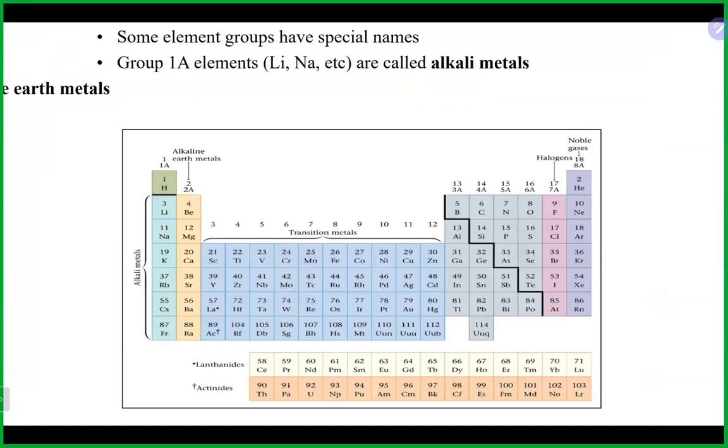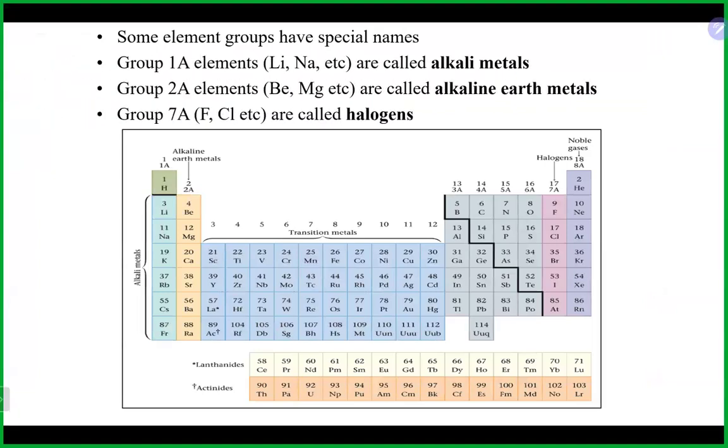A couple other important things about the periodic table is certain groups have special names. So group 1, which once again is over here, these are the alkali metals.